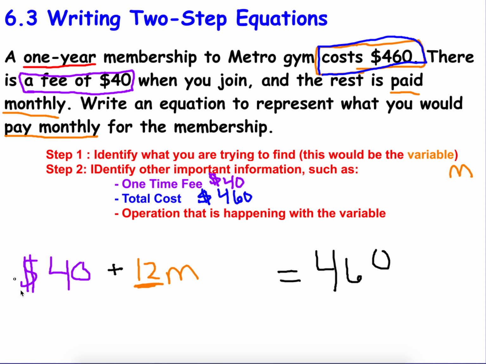So I have my $40 upfront fee. I'm adding that because this is how much I pay to start. Then I have to pay a certain amount of dollars for 12 months. And that total is going to cost me $460 after 1 year when I'm done. Okay, this is my equation. We don't have to solve it from here. We're going to do some more practice.